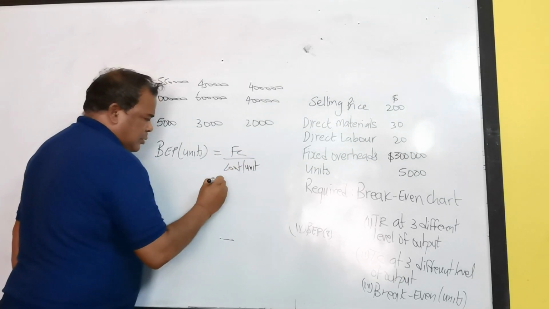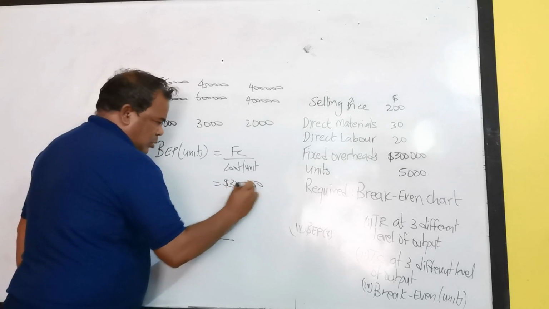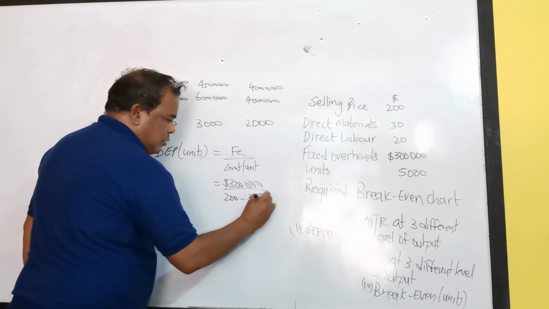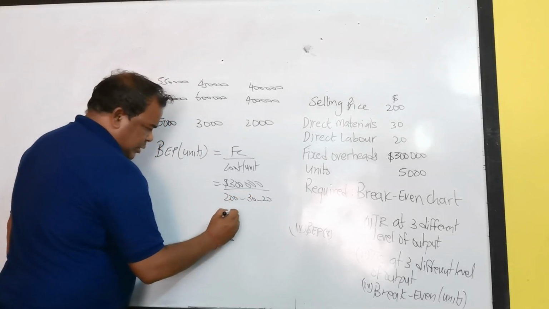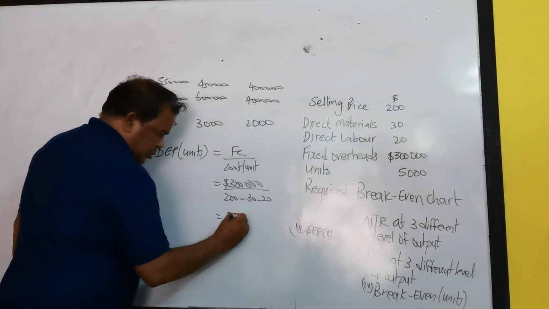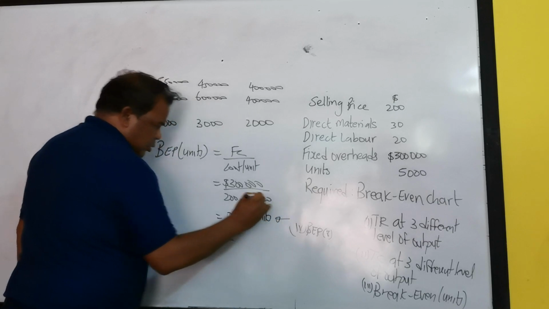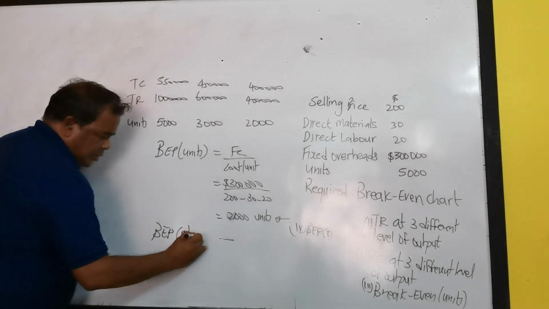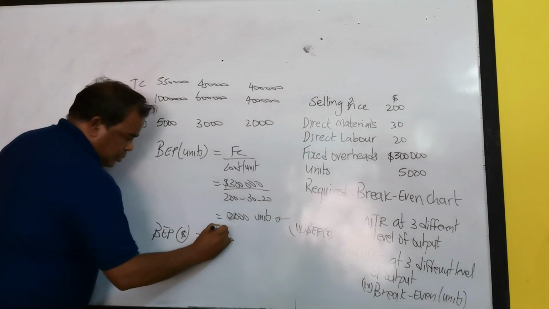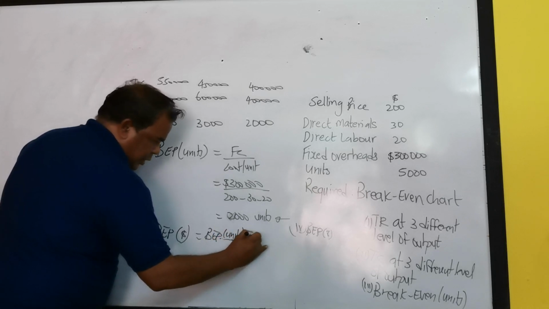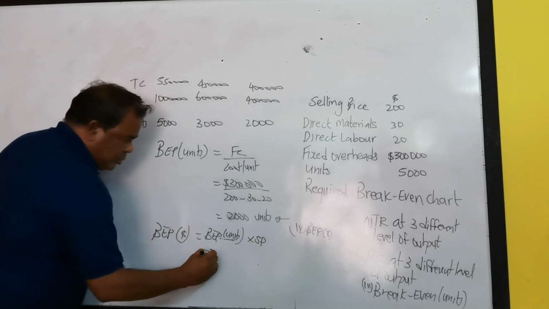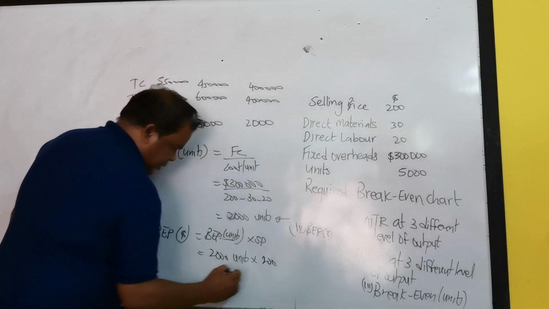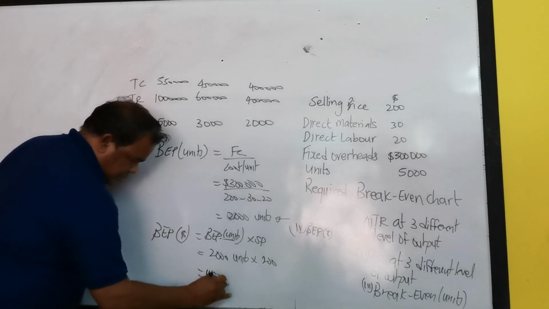What is fixed cost? 300,000. Contribution per unit is selling price less variable cost: 200 minus 30 minus 20, so 150. This gives us 2,000 units. So break-even units are 2,000. We can calculate break-even revenue: break-even units times selling price. We replace break-even units 2,000 times selling price 200, which gives us 400,000.